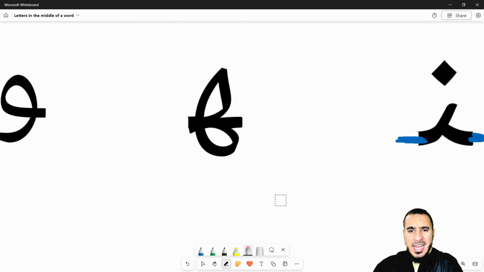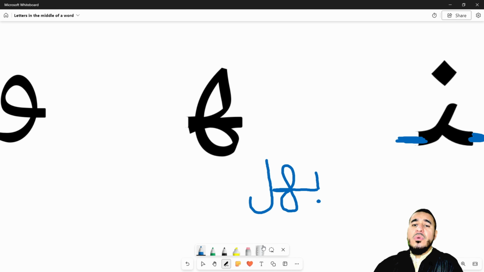However, when the ha comes in the middle of a word, meaning a letter comes before it and a letter comes directly after it, then it's written like this, okay? We can write it like that, okay? That's one way we can write it. So then a letter, for example, the ba will come before it and the lam will come after it, okay? So at this point here, it would connect to the letter before it, and this tail here will connect to the letter after it.